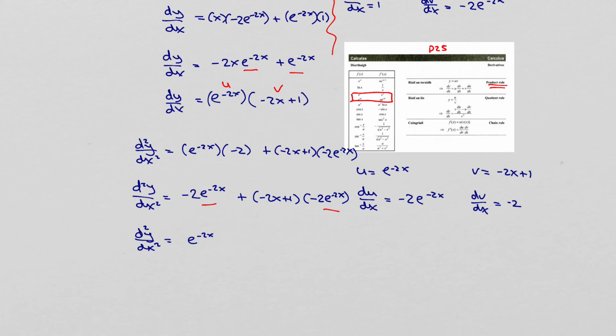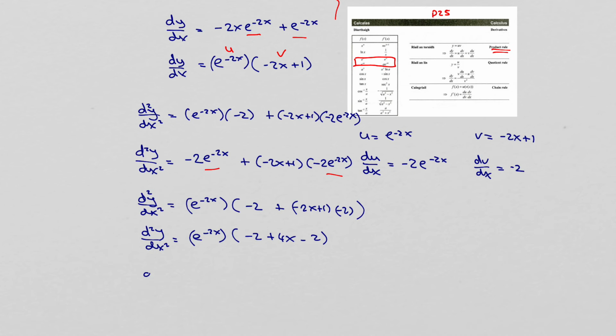But if I take out e to the minus 2x as being common, well, that leaves me with minus 2, and then minus 2x plus 1 times minus 2. So again, tidying up that inner bracket there gives me e to the minus 2x times minus 2 plus 4x minus 2. So that gives me my second derivative is e to the minus 2x times 4x minus 4.